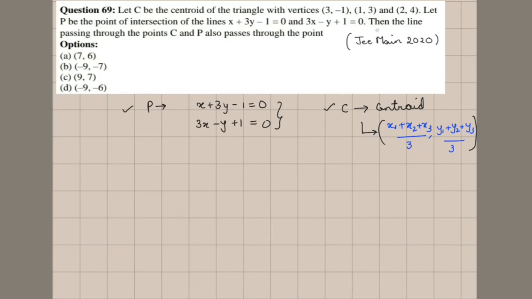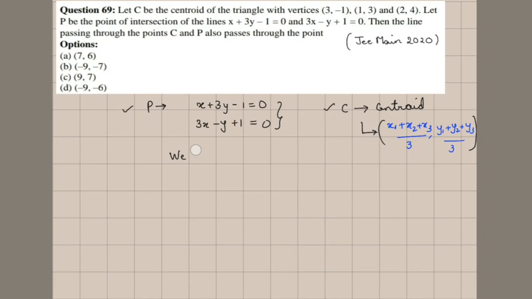Now, the line passing through the points C and P also passes through the point. So the question is so clear. We know the point P and we know the point C. How? Because all the vertices are known, so we get the point C. And the line equations are known. If you solve those two, you get the point P. So we know the 2 points.